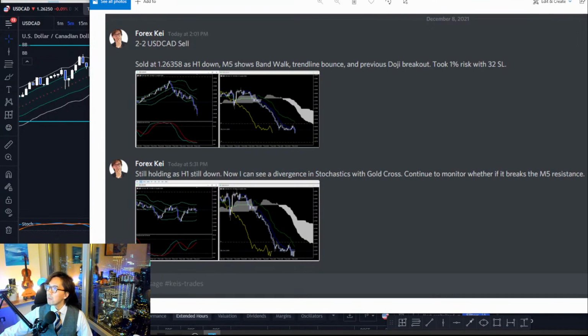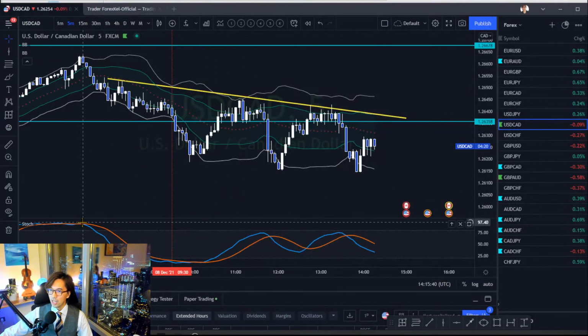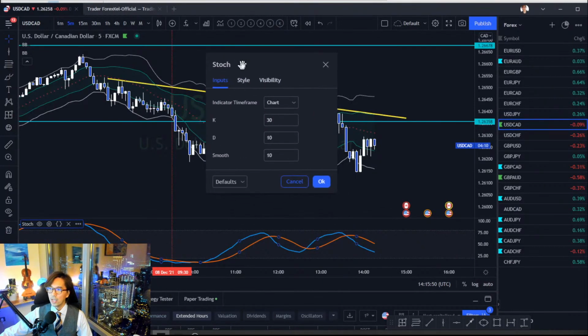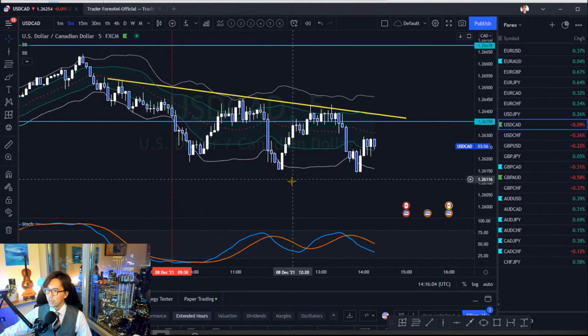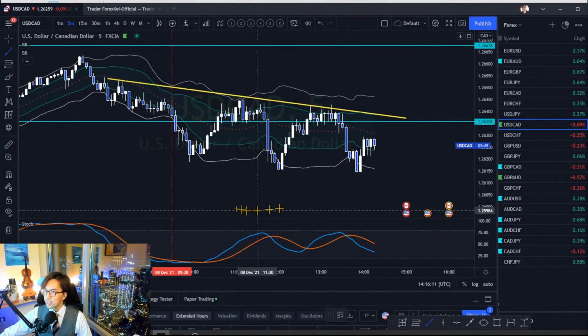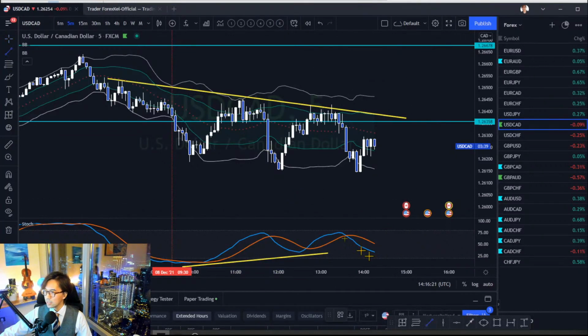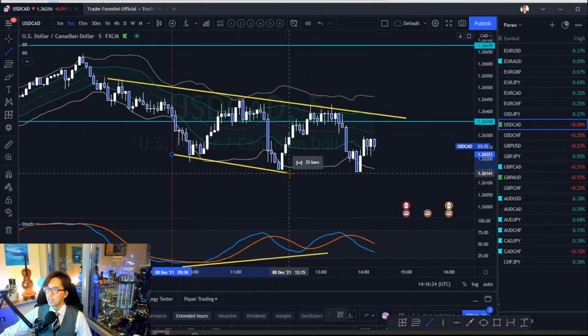By divergence in the 5-minute, I mean I use the stochastics, and my stochastic setting is actually one of the FAQs, so let me mention that before I explain further. My stochastic setting is 30-10-10: percent K 30, percent D 10, and slowing 10. I do see divergence here now. Let me get this trend line, and you can see that the lows on the stochastics are getting higher, but the lows on the actual price are getting lower. This was the divergence I was talking about.